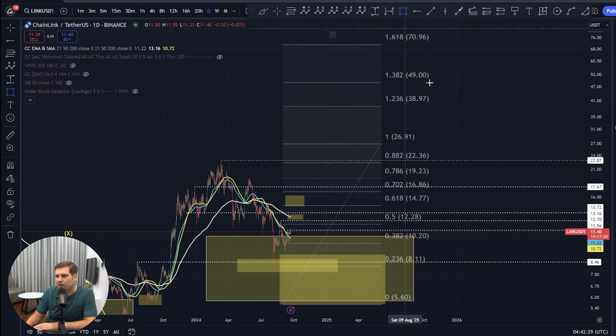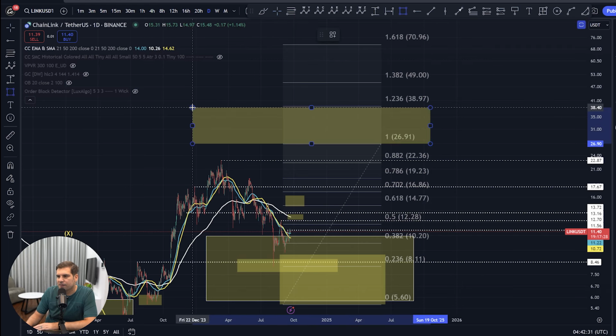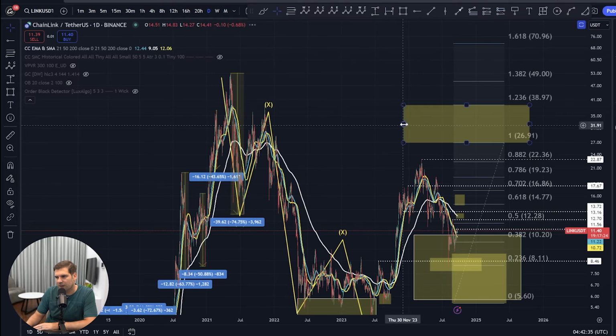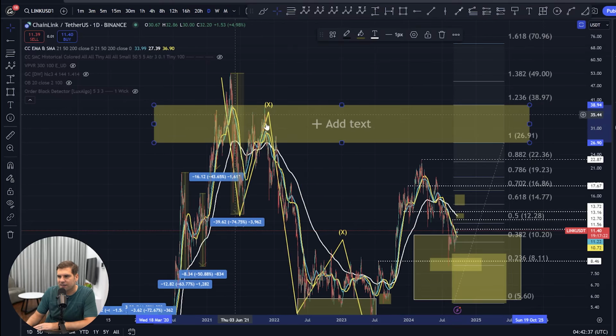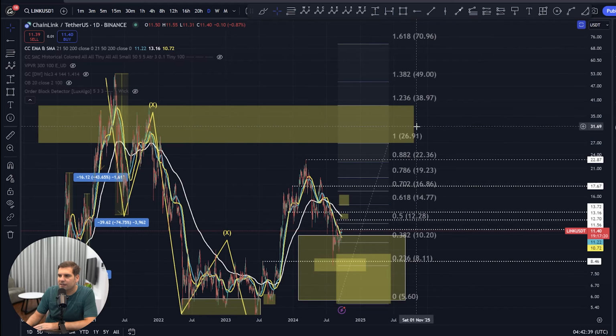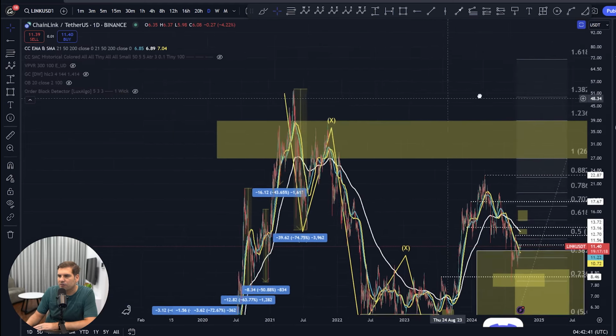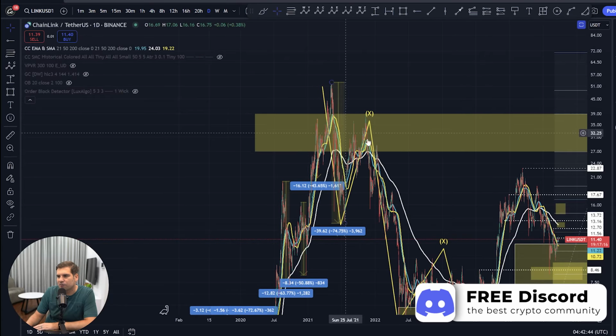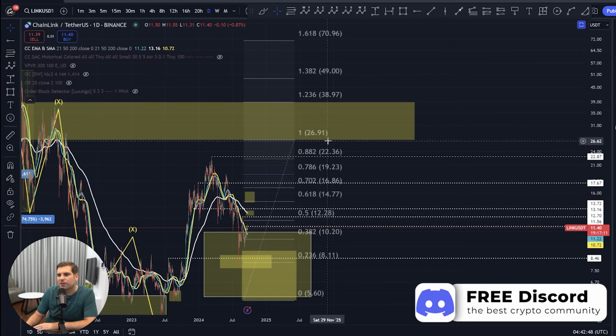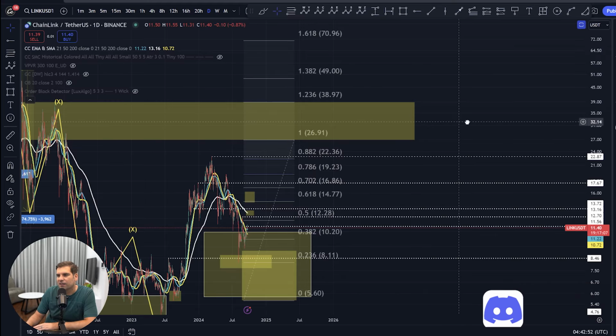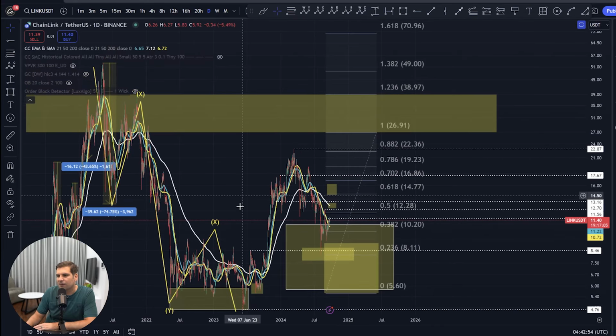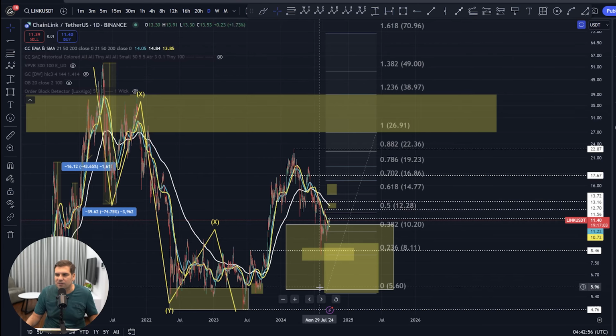Okay, so to start with, we're going to be looking at this range to be an interesting range of potential resistance. And if I pull this across here, you can see that this is a very interesting area. Not only is it the Fibonacci 1 to 1.236, it's also a previous area that we saw rejection on back here in 2021. Okay, so $26.91 to $38.97.